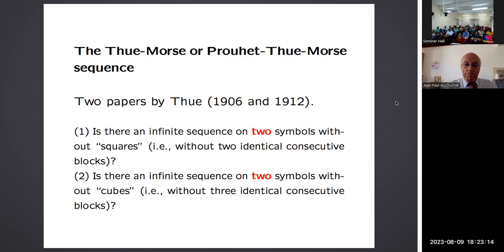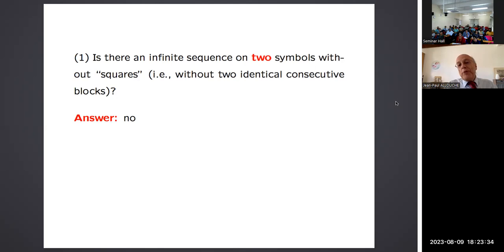Okay. Those were among the questions that we were asking. There was another question: is it possible to construct a sequence on three symbols with squares, and so on and so forth. Anyway, the first question is very easy to answer, and we are going to answer it together. The answer is no. There is no infinite sequence on two symbols that does not contain any square in it.